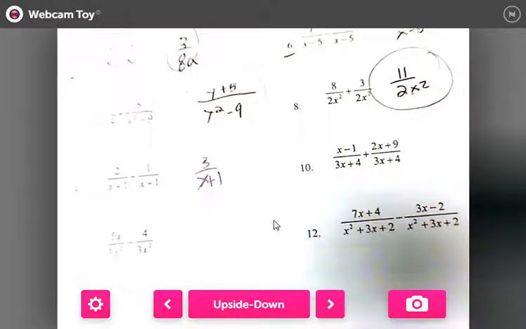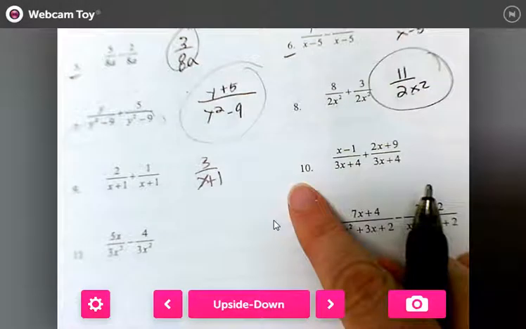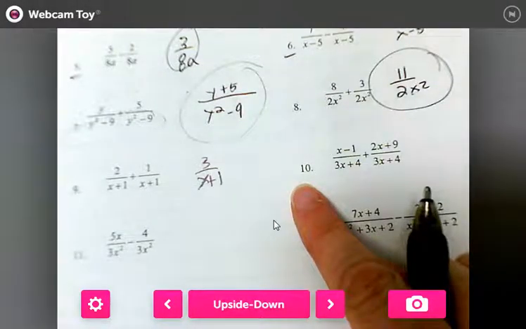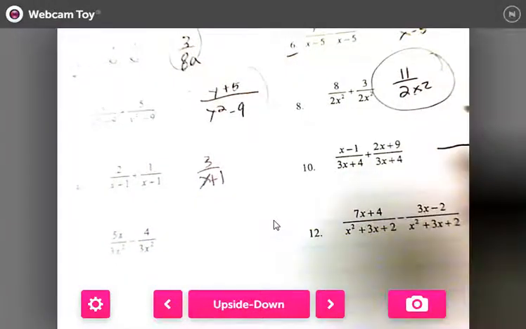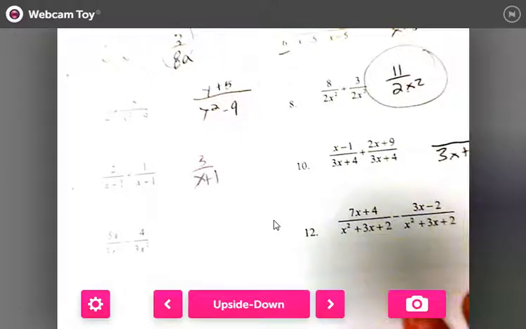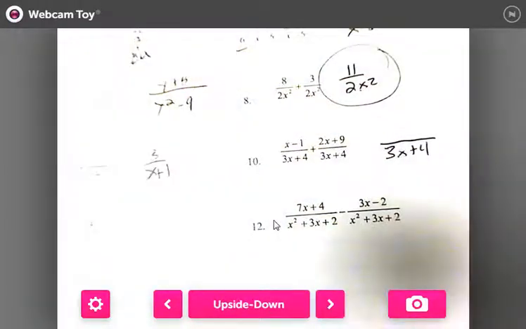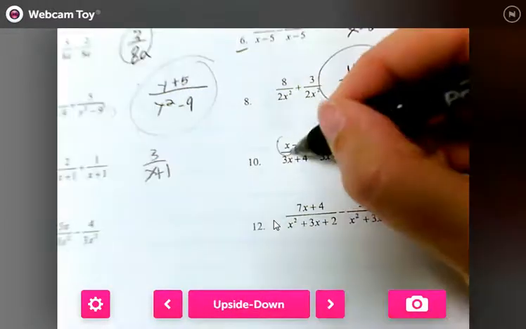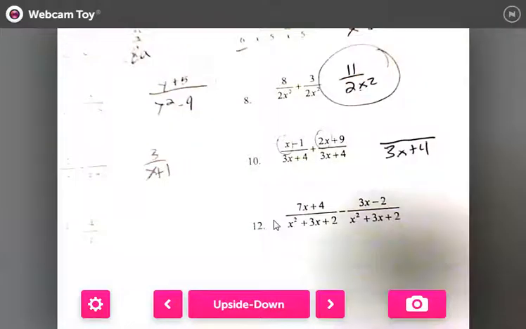All right. Now, 10 is where we get a little more complicated. What's the bottom going to be? 3x plus 4, right? Now, I say let's combine like terms as we go. x and x gives me 3x.